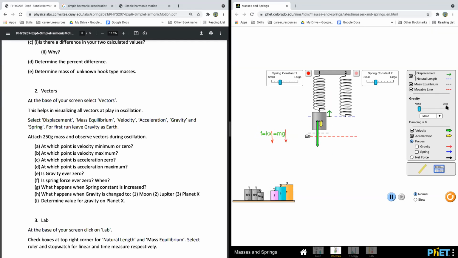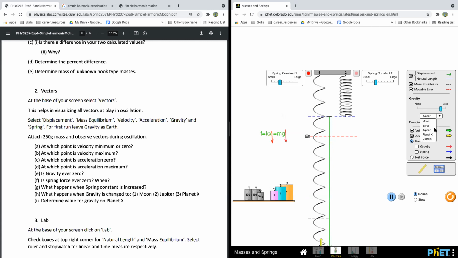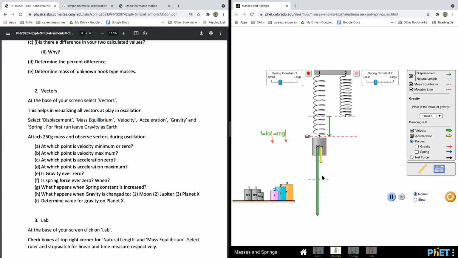Can I change? Let's do it. Let's change to Moon. Let's change to Jupiter. Wow, this is the equilibrium position. So that definitely means the x is greater. That means g is greater. It's increasing. And then let's see planet X. Let's compare. Planet X is in between Jupiter and Earth, I guess. So the planet X, the gravity.